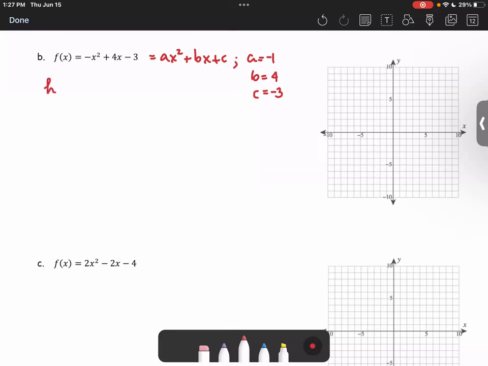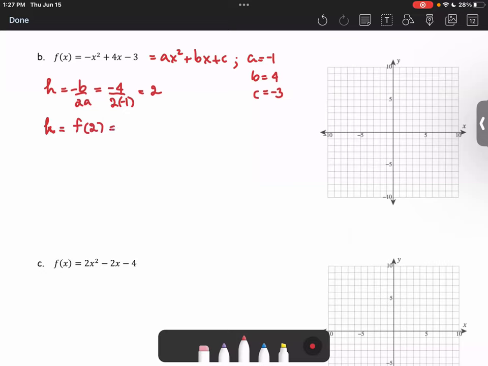The vertex (h, k), where h is negative b over 2a. Negative b over 2 times a, or negative 4 divided by 2 times negative 1, to get positive 2 for the h. And the k is the function at h, or the function at 2.